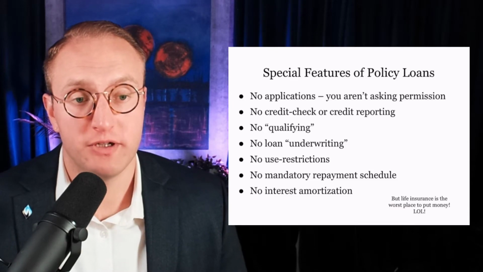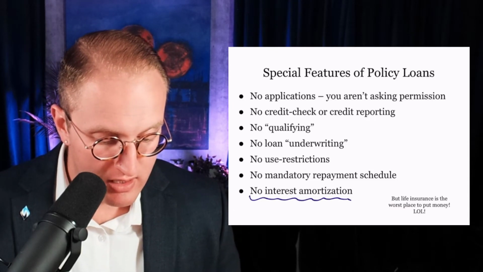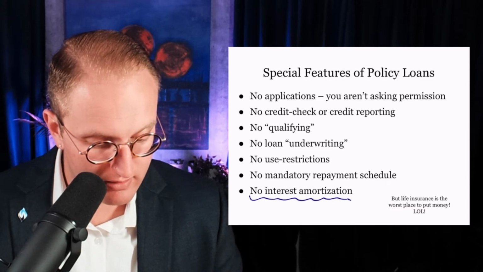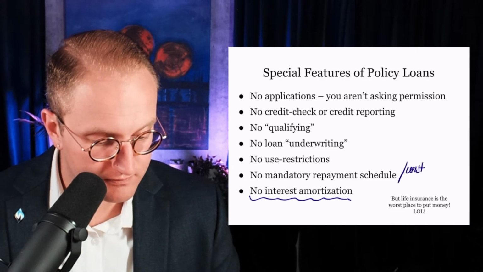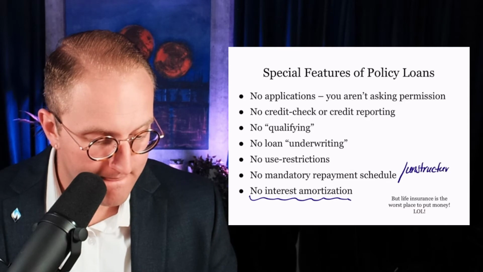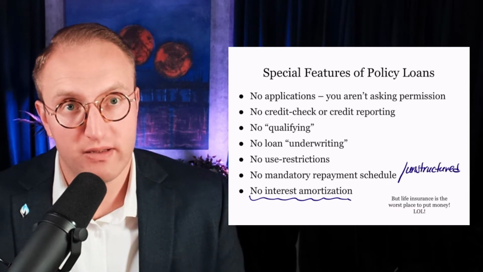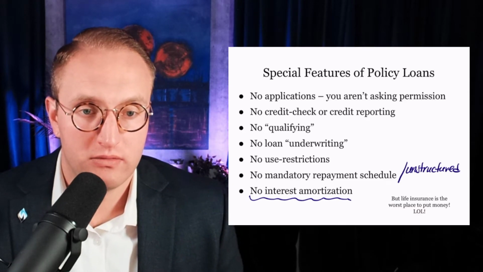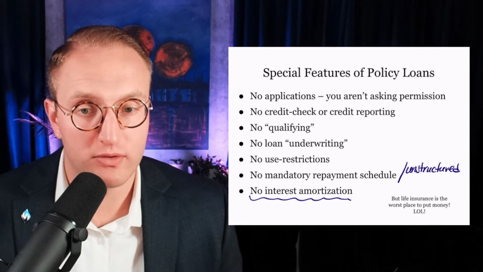You decide. You're the banker. And this lovely thing, no interest amortization. I should have put on here, this last point, no mandatory repayment schedule. They're unstructured. There's no such thing as a 5-year policy loan or a 30-year policy loan, like a 5-year auto loan or a 30-year mortgage. And there's no specified duration. There's no structure to the repayment schedule.